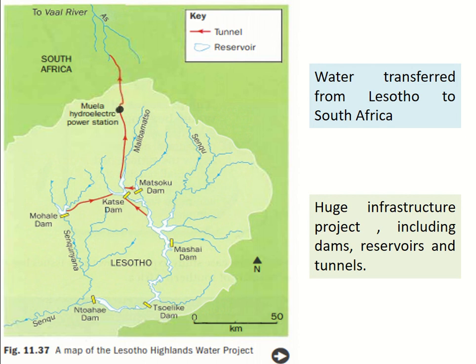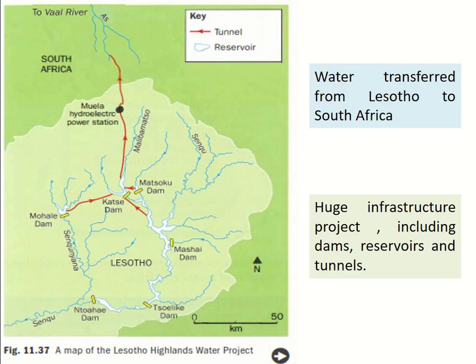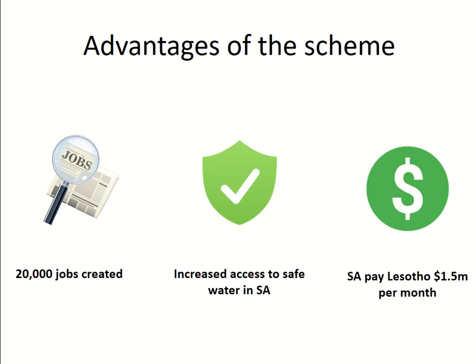But as always, we've really got to be careful when evaluating this sort of scheme because it has both positive and negative impacts. So, for example, looking at the advantages of the scheme, in the first place, it was very, very good because 20,000 jobs were created for the scheme. Because in order to build the massive tunnels, the reservoirs, and the dams, a huge workforce was needed, and that was really, really good for Lesotho because it enabled the people there to gain jobs.